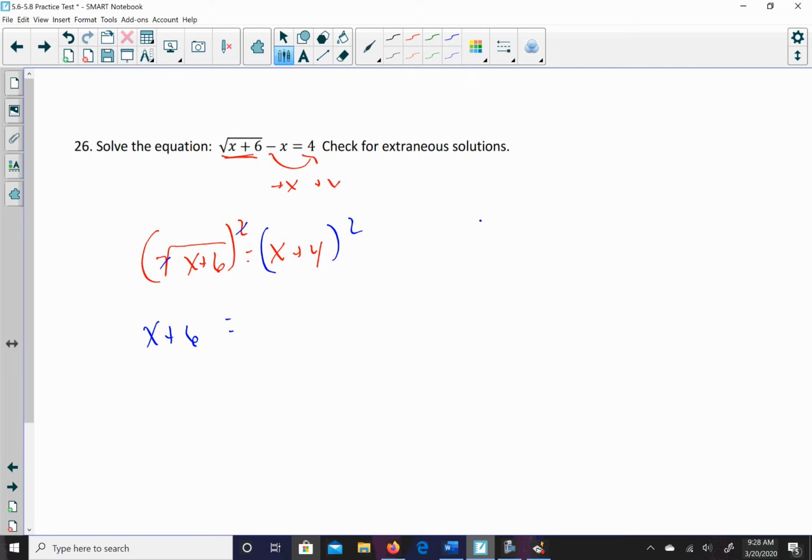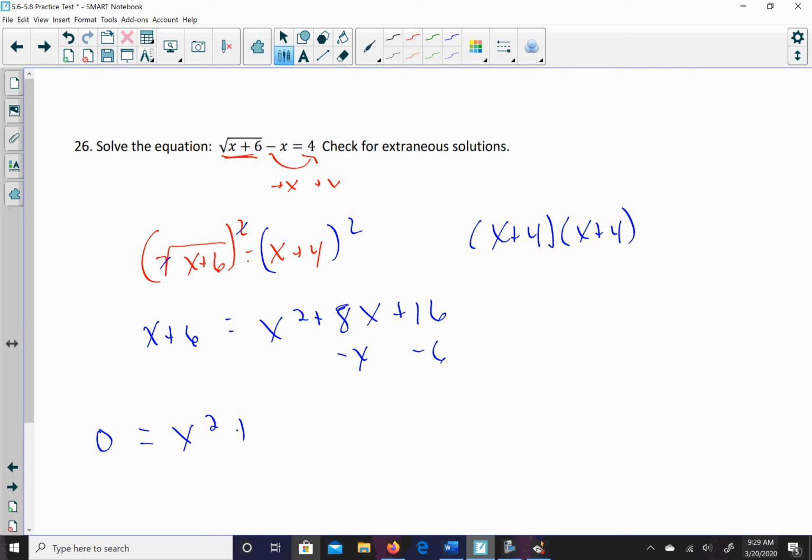Again, this is foiling. X plus 4 times x plus 4. If you think you're going to mess it up, take the time to write it out here, and you're going to get x squared plus 8x plus 16. Quadratic, so I'm going to set equal to 0, so I'm going to subtract x from both sides, subtract 6 from both sides, and I'm going to 0 is equal to x squared plus 7x plus 10.